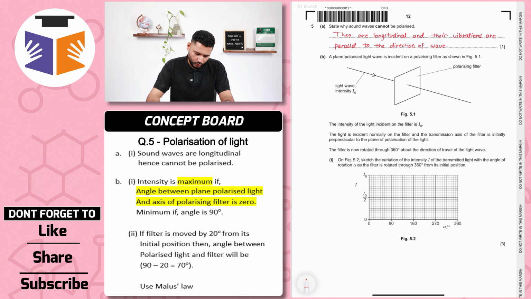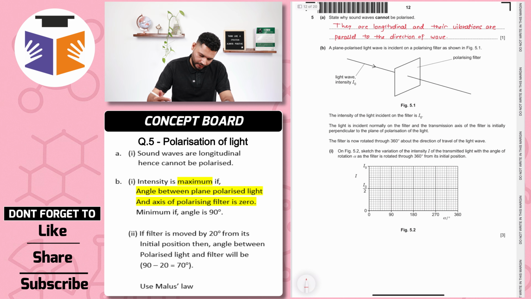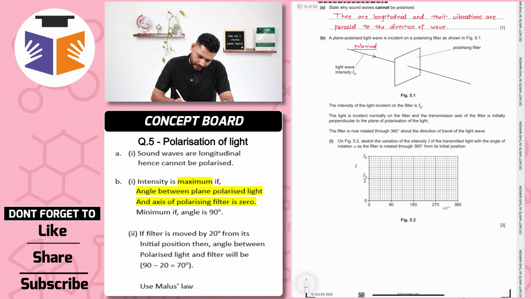Question B. A plane polarized light wave is incident on a polarizing filter as shown in the figure. So the light over here is polarized light, meaning the waves are either in a vertical plane or horizontal plane, or in one single plane. Okay, that we call polarized light. The intensity of the light incident on the filter is I naught. The light is incident normally on the filter and the transmission axis of the filter is initially perpendicular to the plane of polarization of light.